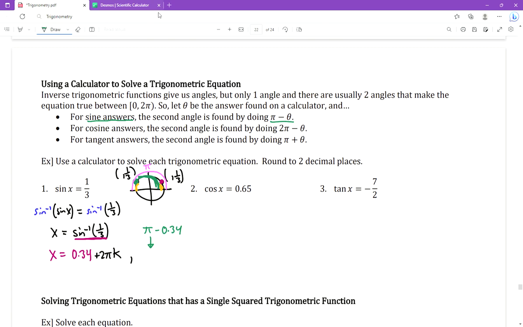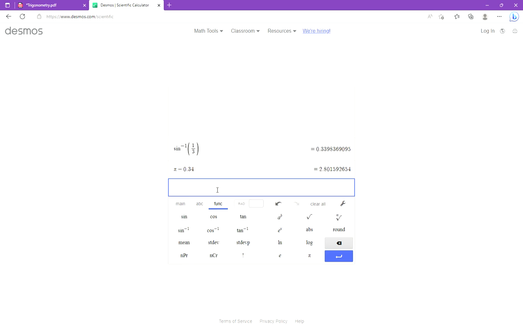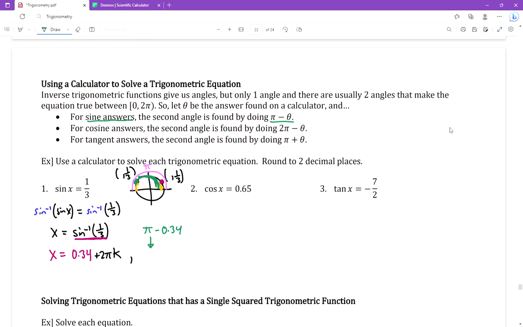I just need to go to the calculator one more time. So we've got pi, and then minus 0.34. And there we go. That's our second answer, 2.80 in radians. So we have 2.80 and then still plus 2 pi k.